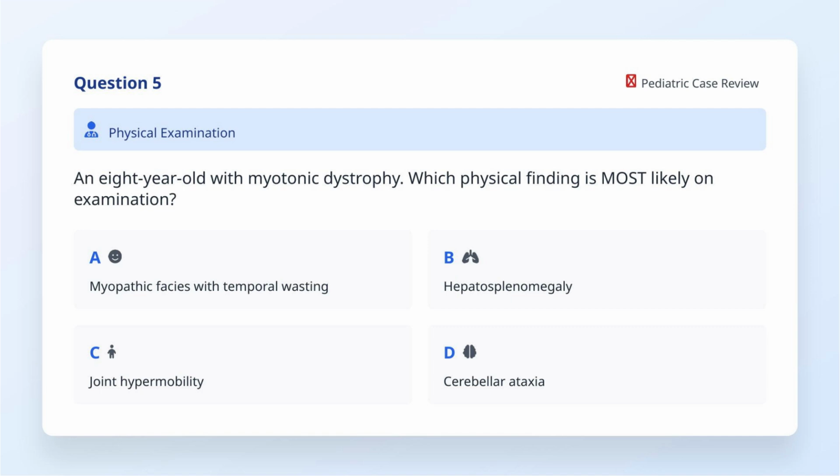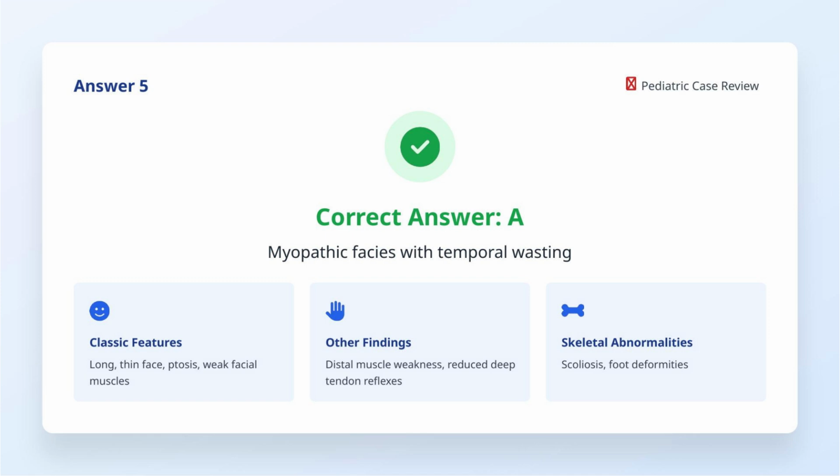An 8-year-old has been diagnosed with myotonic dystrophy. Which physical finding is most likely to be observed on examination? A. Myopathic facies with temporal wasting. B. Hepatosplenomegaly. C. Joint hypermobility. D. Cerebellar ataxia. The correct answer is A.